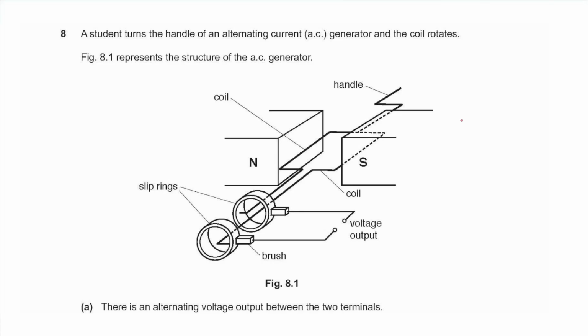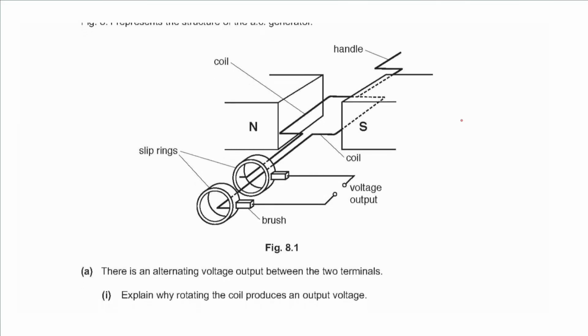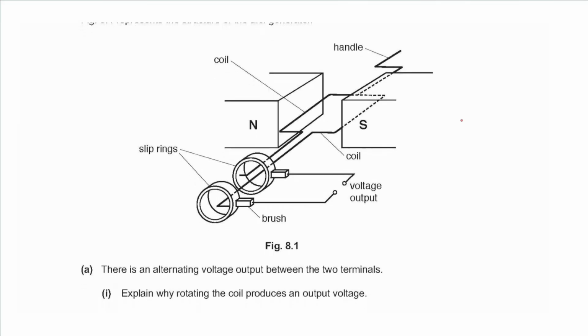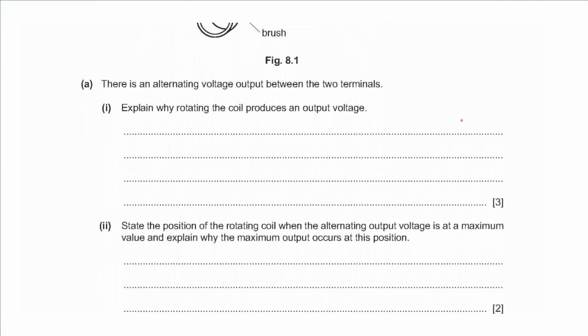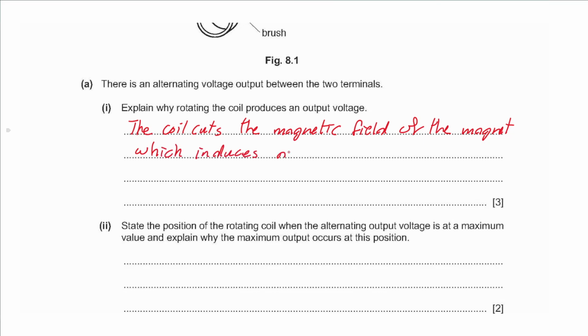Question 8 says a student turns the handle of an alternating current generator and the coil rotates. Figure 8.1 represents the structure of the AC generator. There is an alternating voltage output between the two terminals. Explain why rotating the coil produces an output voltage. In the first place, we say that the coil cuts the magnetic field of the magnet, which induces an EMF in the coil. Or we can say that there is a change in flux in the coil as it rotates, and this induces an EMF in the coil.